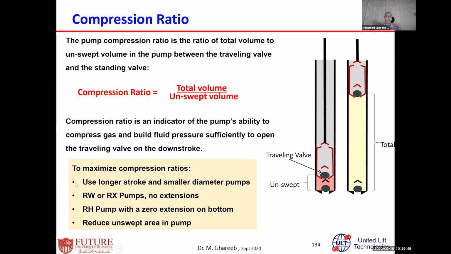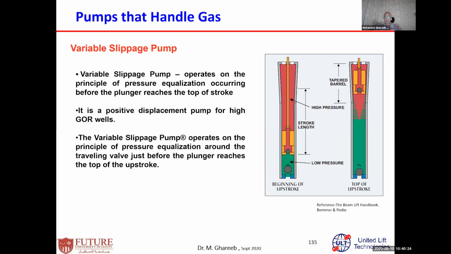One very important consideration when you design your downhole pump is to use the longest possible stroke length and the smallest possible downhole pump capable of achieving my target production. There are different downhole pump configurations that can be used for this. Try to reduce the unswept area as much as you can. If you reduce this area as much as possible, you will have very good pump performance and efficiency in this case.